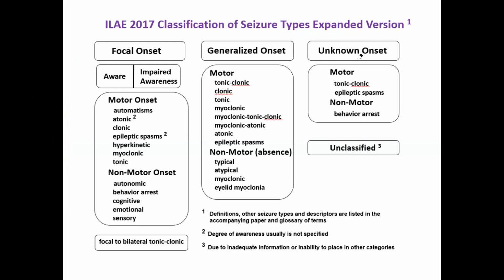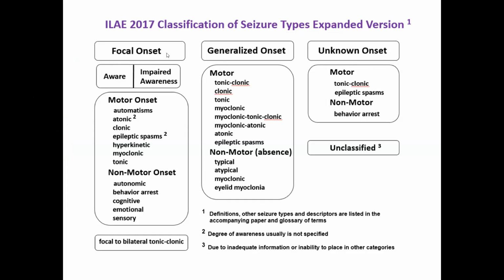Unknown onset is basically when you haven't seen the seizure from the beginning. So if both the sides are involved, you don't know if it was involved from the beginning. You don't know if it's a proper generalized onset, or if it's a focal to bilateral seizure. Okay, I hope that is clear.